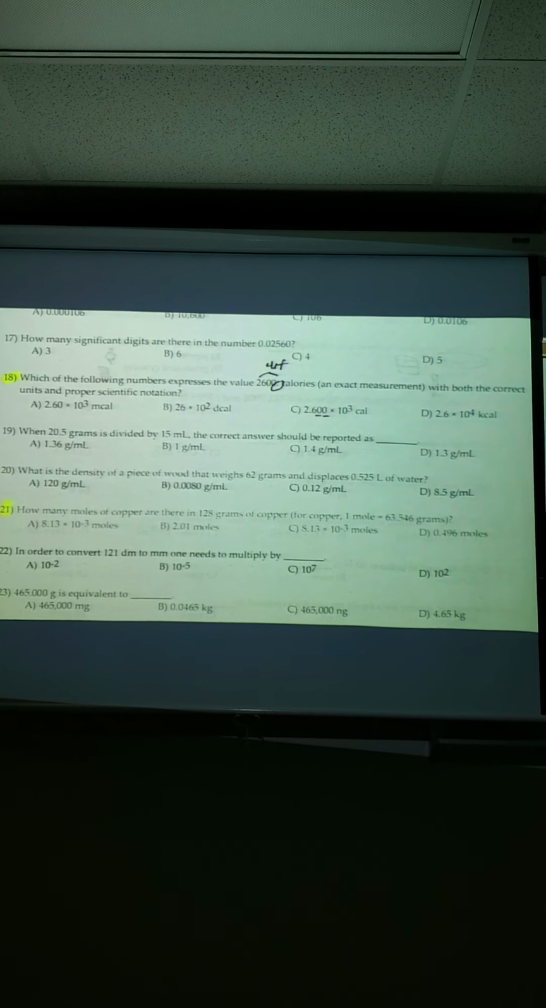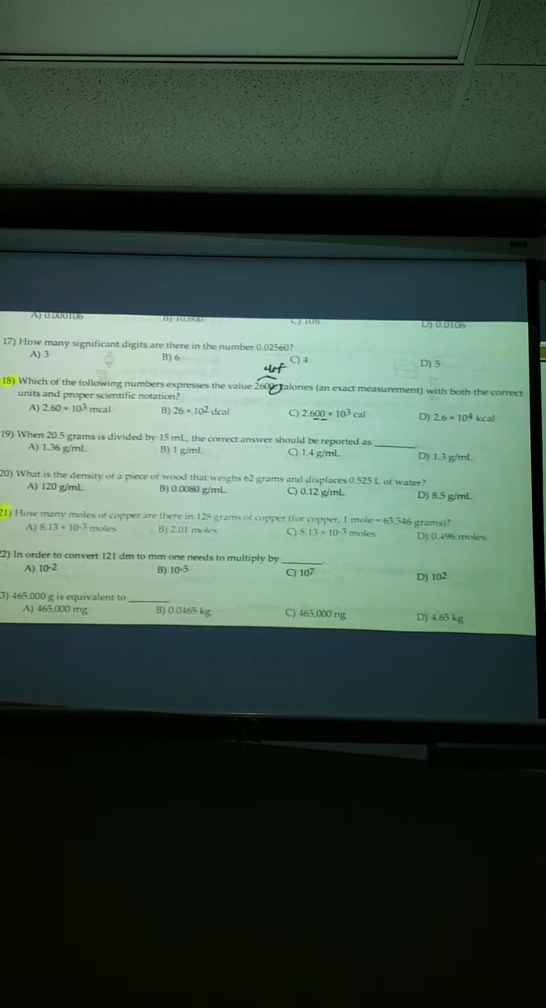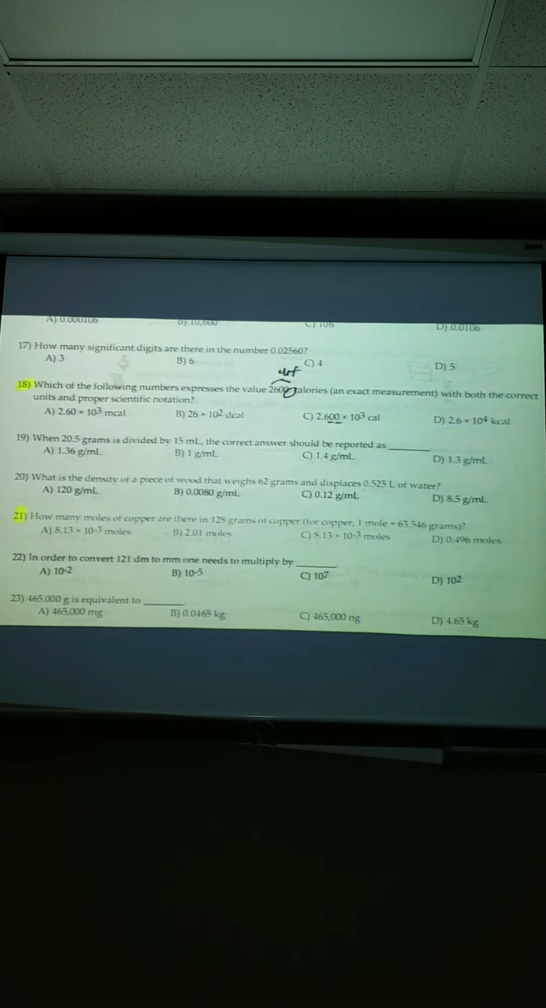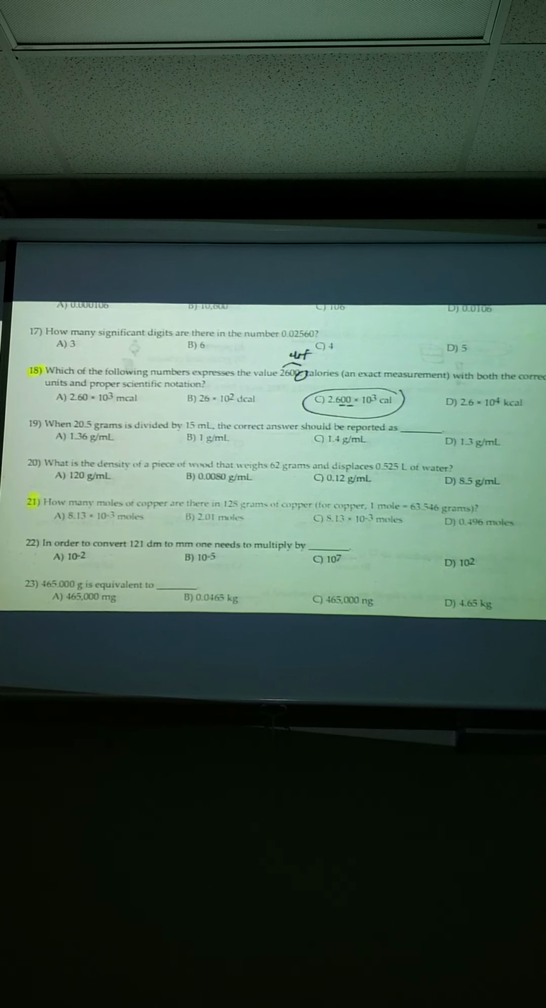Because of the decimal place, otherwise we'd only have 2, the 2 and the 6. Those other ones would be placeholders. We would call those leading zeros. But because the decimal is shown, they're all now trailing zeros. And the only one that has both zeros is the one that we want for number 18.